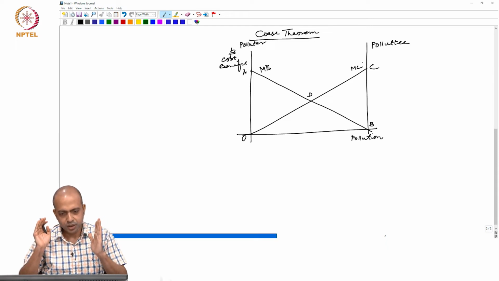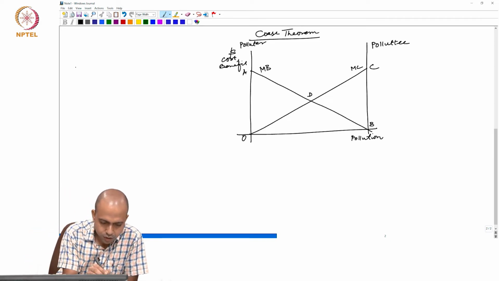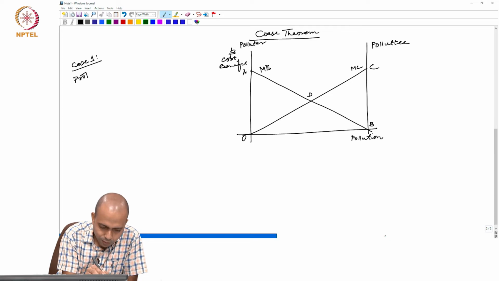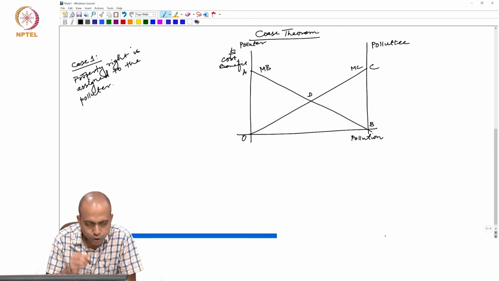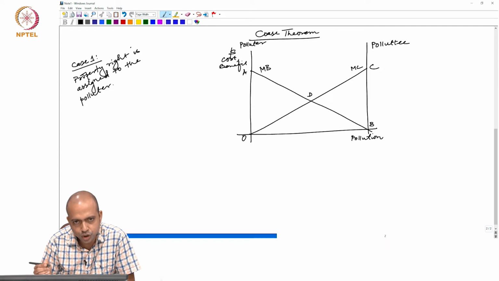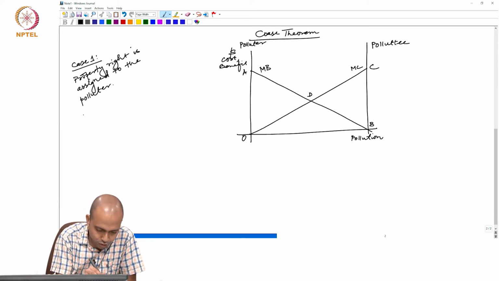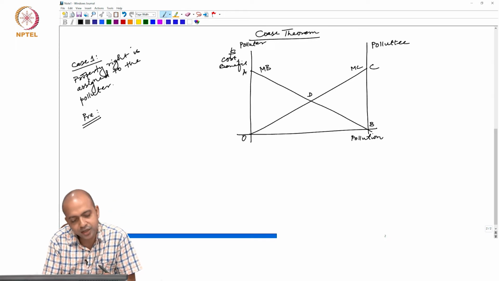So, we will consider two cases. Case 1 where the property right is assigned to the polluter. And we will also discuss what is the pre-bargaining situation level of pollution, what is the post-bargaining level of pollution. So, this is pre. Okay. Pre means pre-bargaining level of pollution.